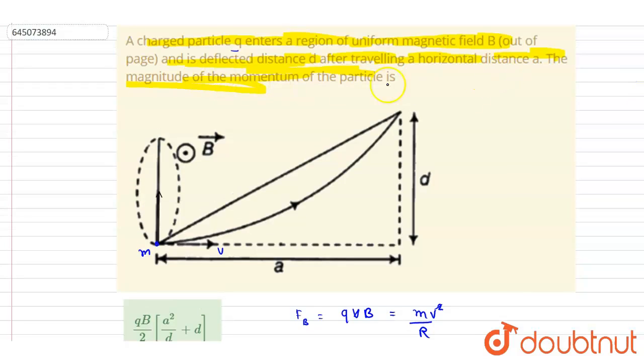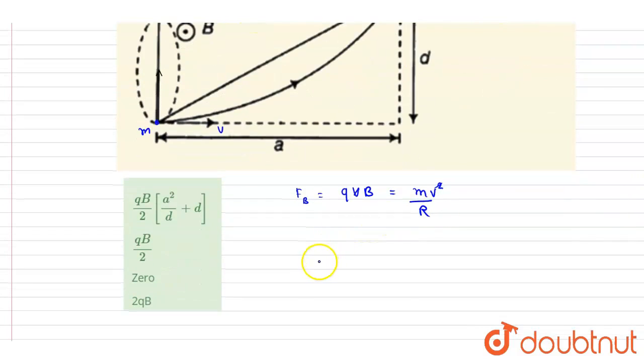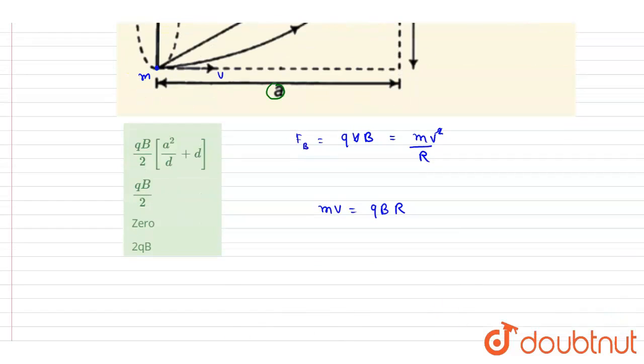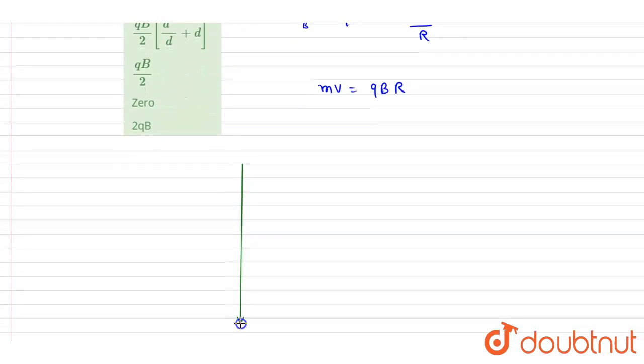If you see here, the magnitude of the momentum is equal to qBr. Now, let's find out the radius. It is said that it traveled a distance a and got deflected in the vertical direction by d. So if I draw a diagram, let's say this is the radius r, and after traveling it exits from this region by traveling an angle theta like this.